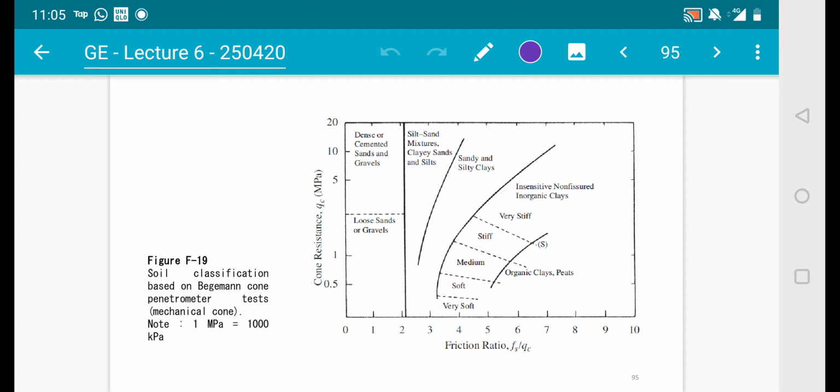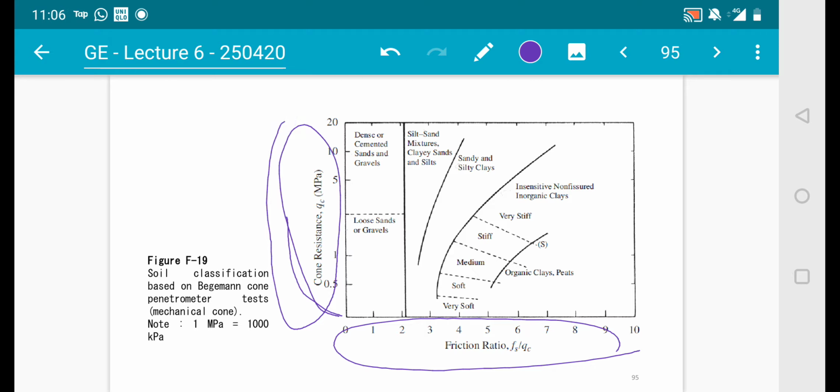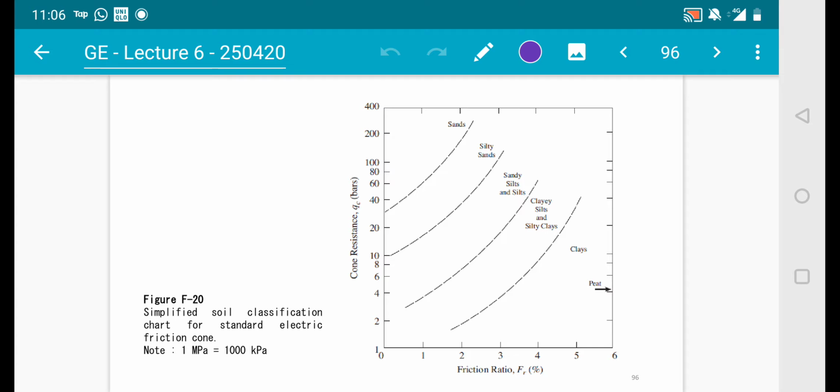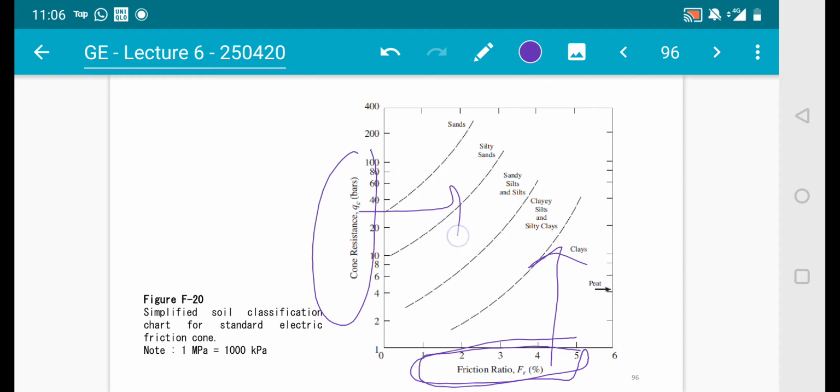This is figure F19, which shows soil classification based on the Begemann cone penetrometer test. From here you get data from site, which is the friction ratio and also the cone resistance, as I presented earlier, and then we can choose what type of soil it is based on these two data. Here is another established chart, a simplified soil classification chart for the standard electric friction cone. Again, we take the cone resistance and friction ratio from the CPT, and from here it tells us what type of soil it is.